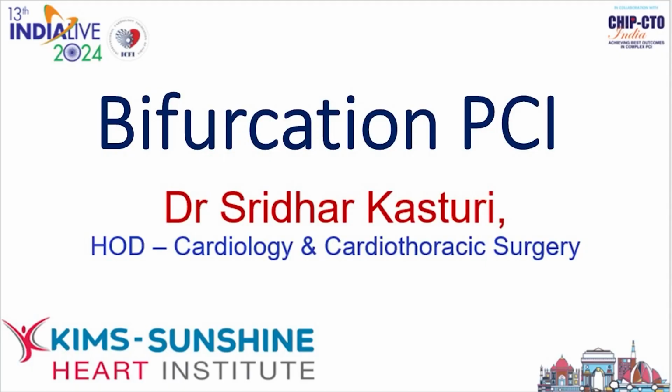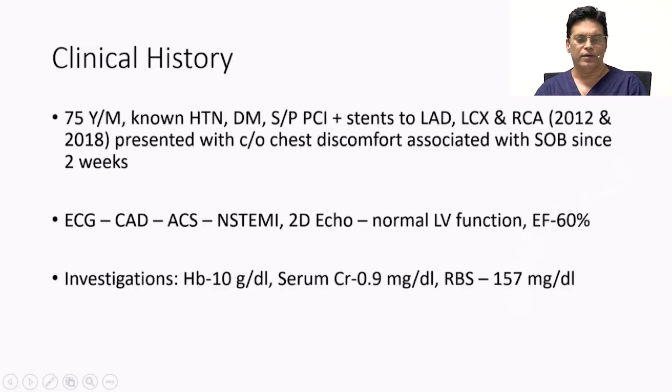Today we are going to show a complex left main bifurcation using orbital atherectomy under intravascular ultrasound guidance. First, let me narrate the history of the patient. He is a 75-year-old male, known hypertensive, diabetic, with a history of PCI to LAD, LCX and RCA in 2012 and 2018. He presented to us with recent onset of unstable angina. Echo showed normal LV function, creatinine 0.9 and random blood sugar 157.